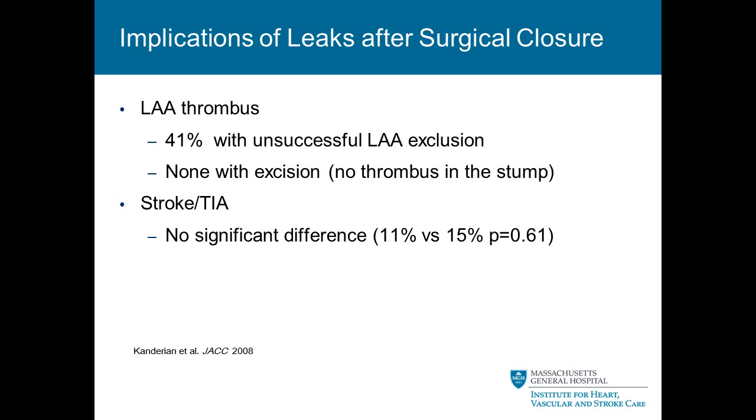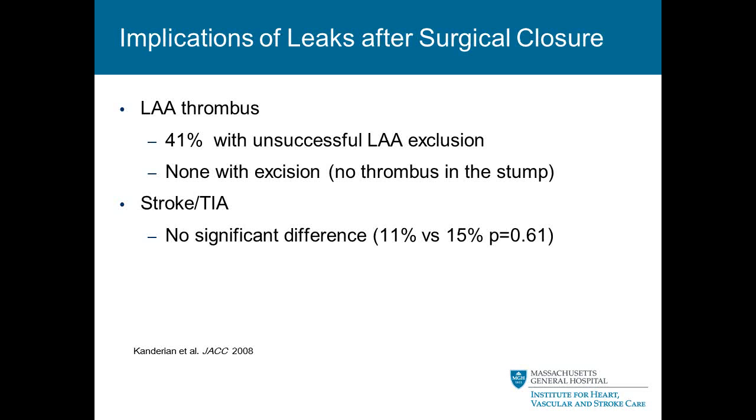These are the implications after surgical ligation. The presence of left atrial thrombus was found in 41% after unsuccessful occlusion. There was none with excision. Even when the stump was larger than 1 centimeter, they did not find any thrombus in these appendages.